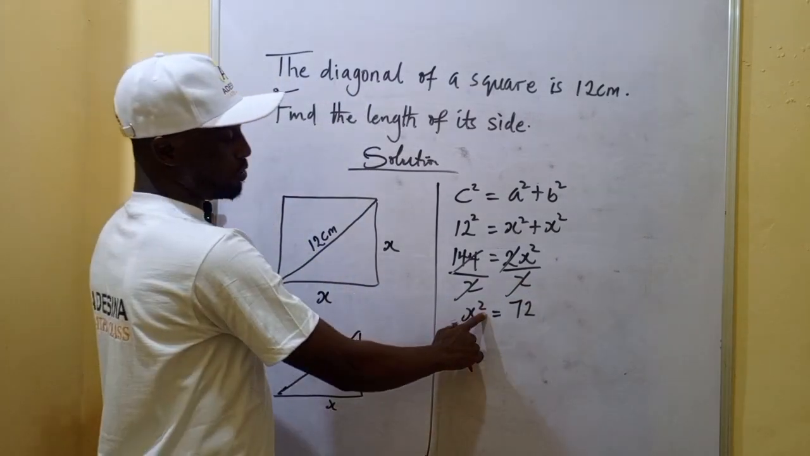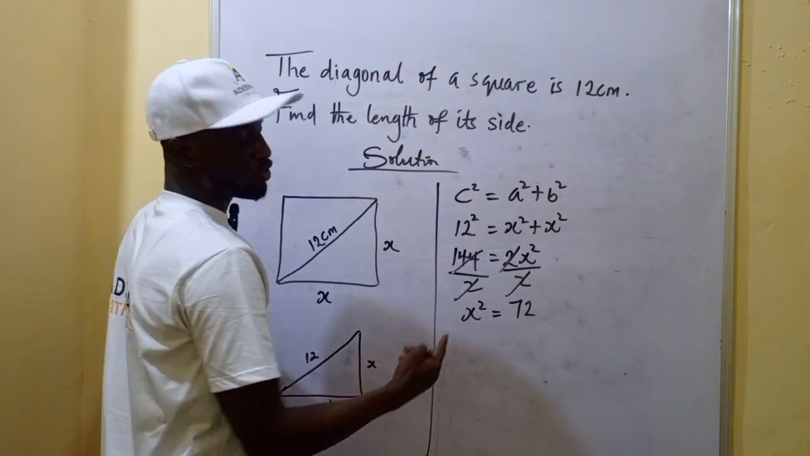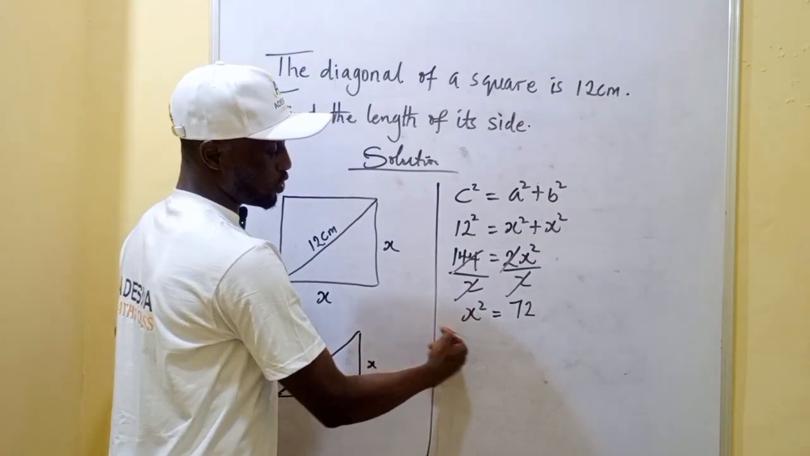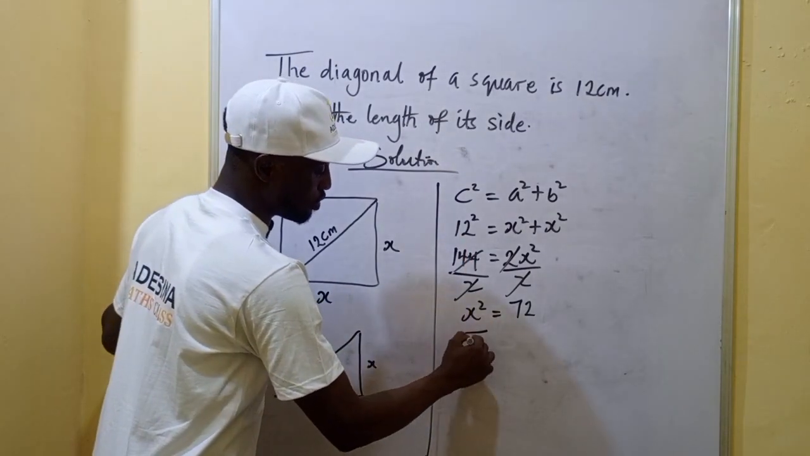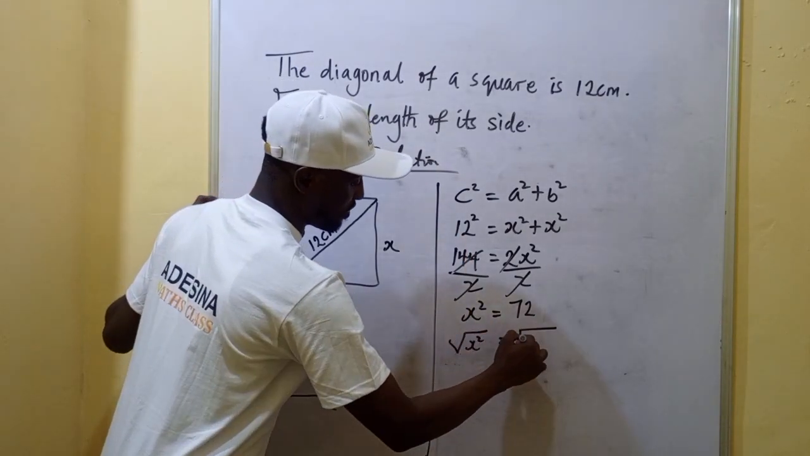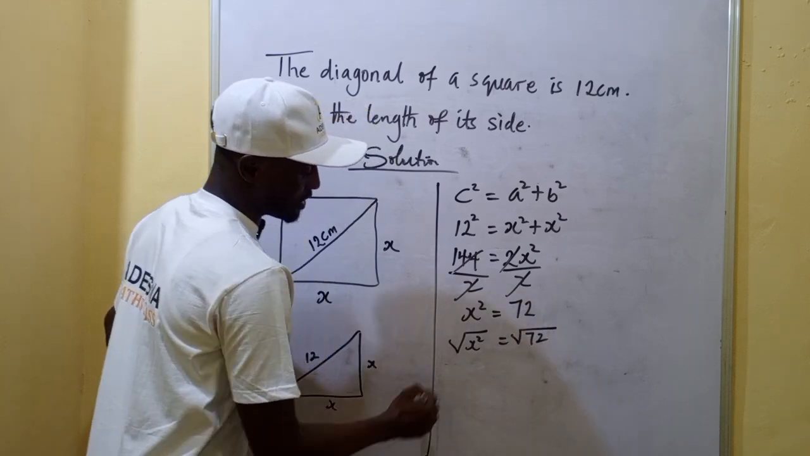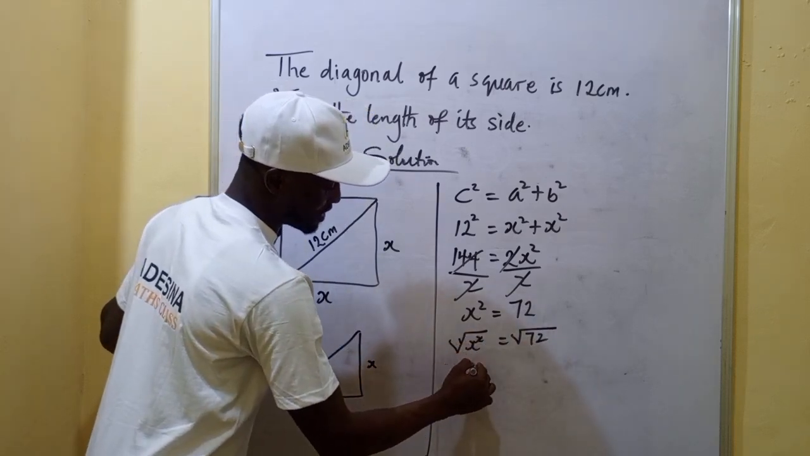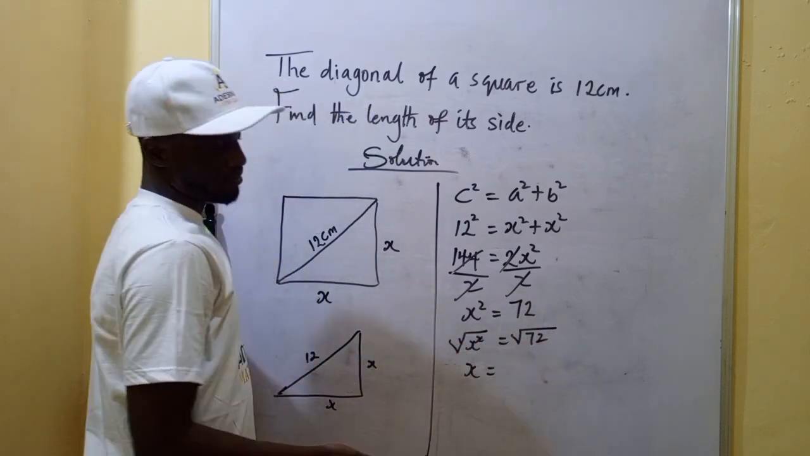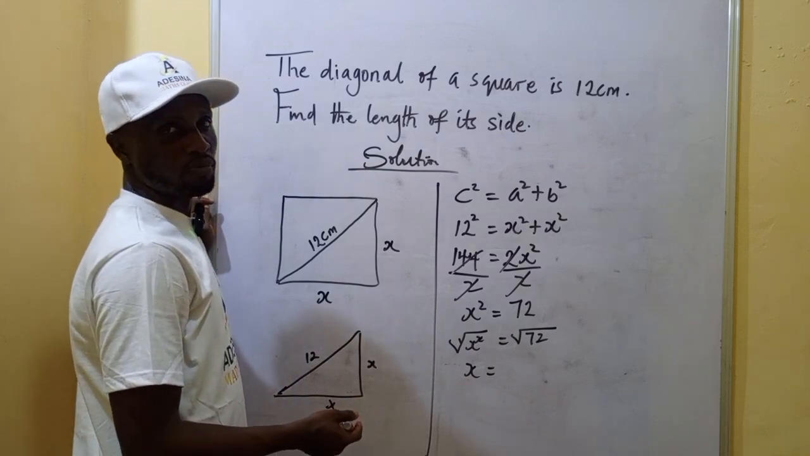Now, to remove the square, we have to put the opposite. The opposite of square here is the square root. So if we find the square root of both sides, these two cancel here, we have x. Now, I feel like leaving it in short form.